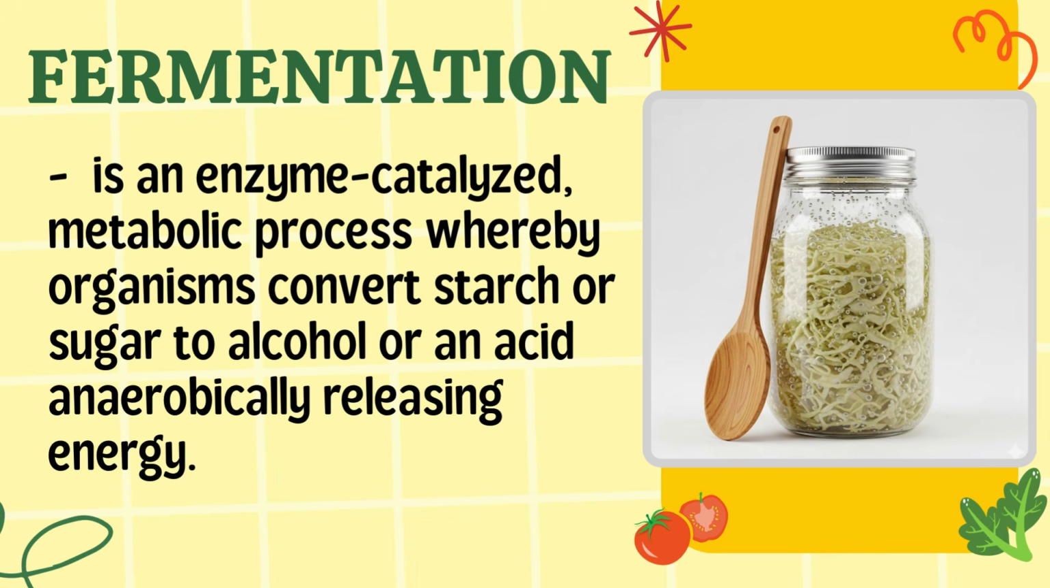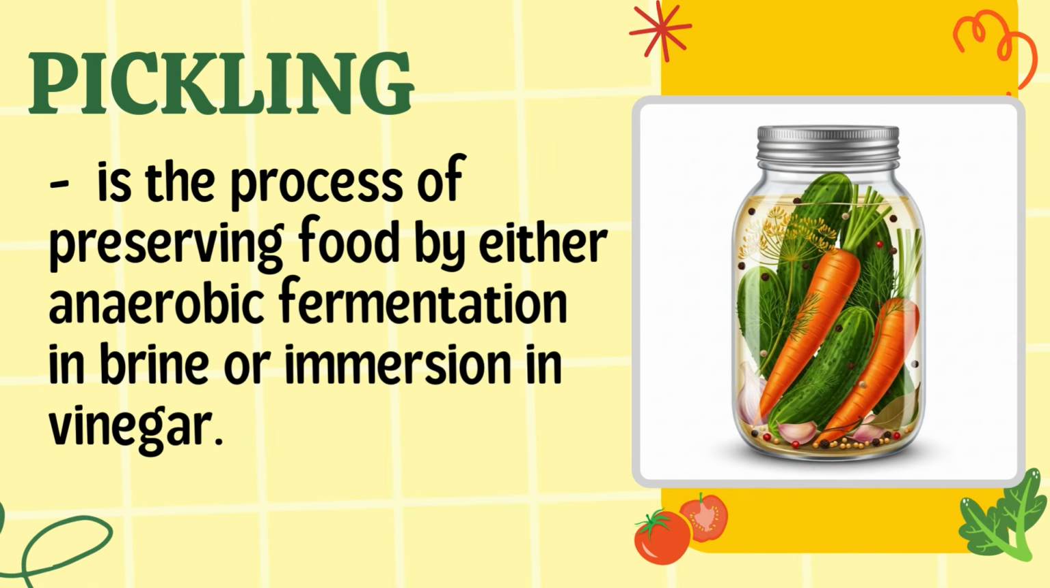Fermentation is an enzyme-catalyzed, metabolic process whereby organisms convert starch or sugar to alcohol or an acid anaerobically, releasing energy. A process where tiny organisms, like bacteria or yeast, break down sugar or starch without oxygen. This makes alcohol or acid and gives off a little energy. Example: making yogurt, kimchi, or bread. Pickling is the process of preserving food by either anaerobic fermentation in brine or immersion in vinegar. Preserving food by putting it in salty water, brine, or vinegar. Example: cucumber pickles or pickled mango.